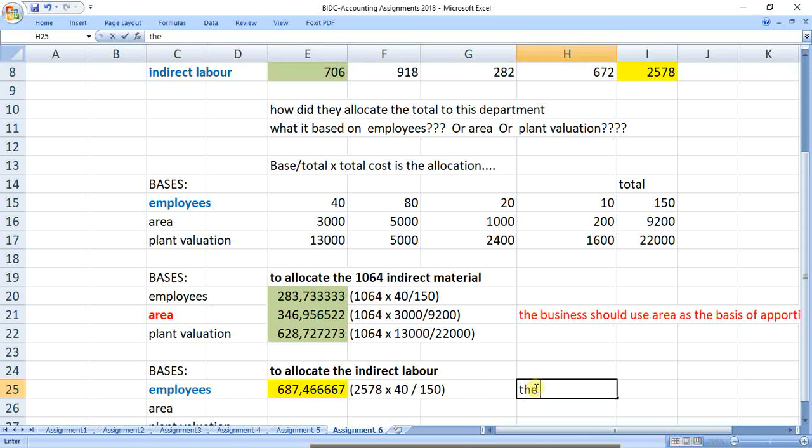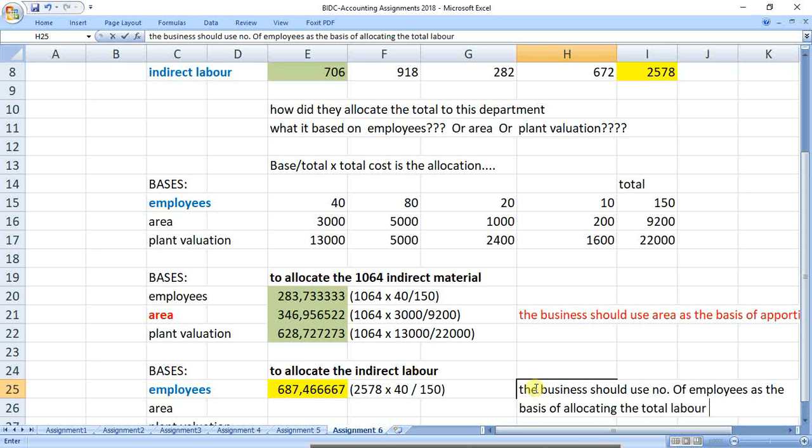The business should use laborers or number of employees. Yeah, let's rather use that. Number of employees as the basis of allocating the total labor costs. Right, that's what you're saying.